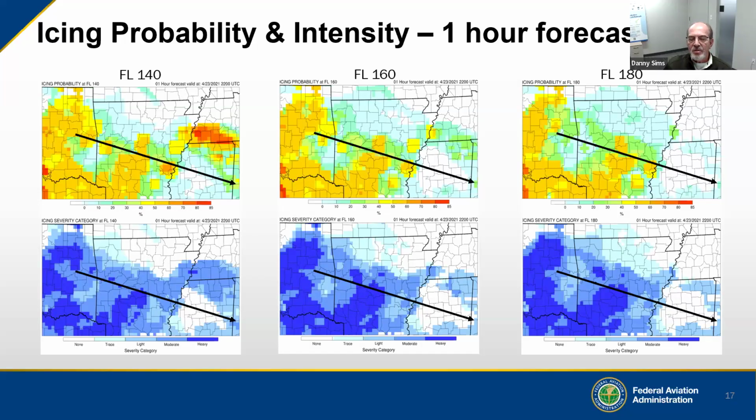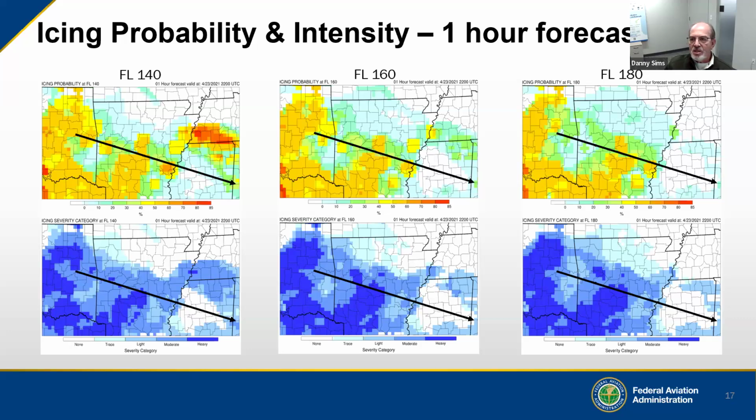From left to right, at 3 different flight levels of 14,000, 16,000 in the center, and 18,000 on the right-hand side. What you see is that there are areas of high probability of icing, 50 to 60%, that this aircraft was going to be going through.